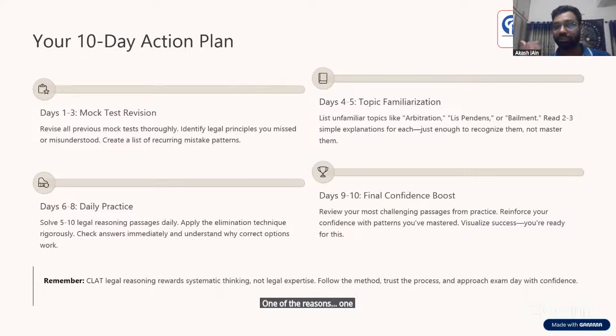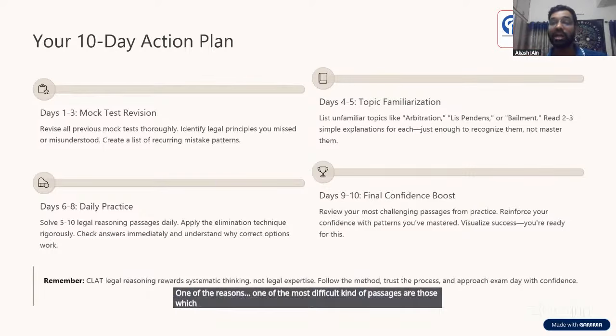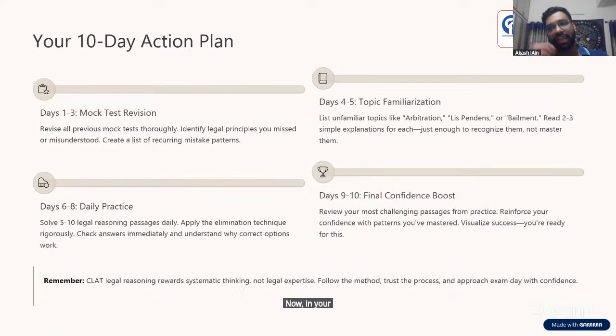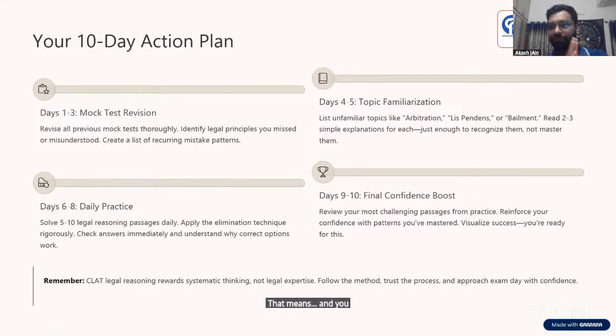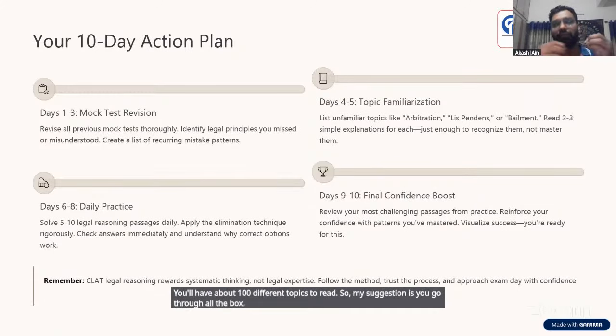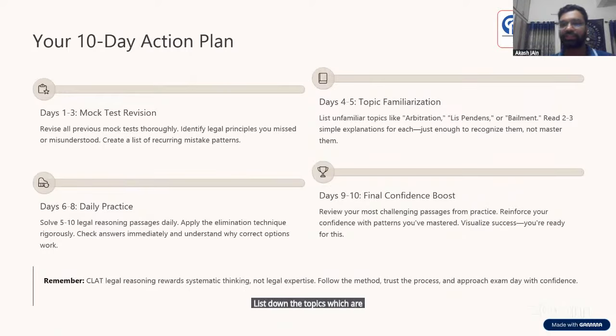One of the most difficult kinds of passages are those based on unfamiliar topics, topics which you're not familiar with. In every mock, you will find at least 1 or 2 such passages. So if you have written 50 mocks and have 2 passages based on unfamiliar topics, you'll have about 100 different topics to read. So my suggestion is you go through all the mocks, list down the topics which you're not familiar with, read about them on Google, right?